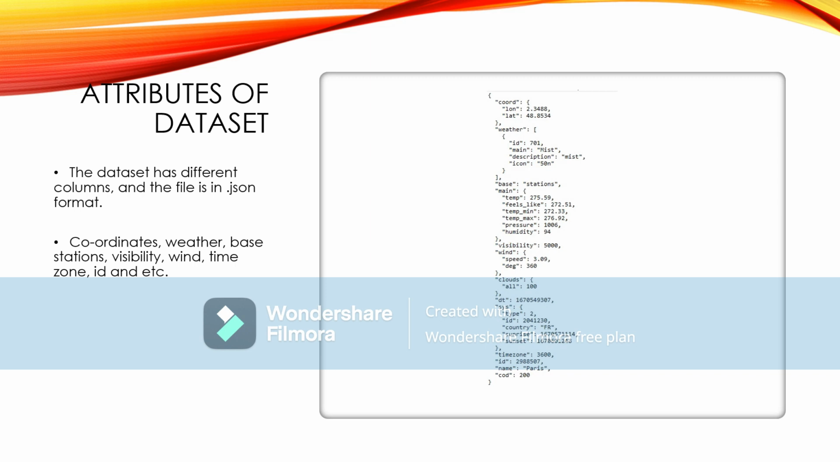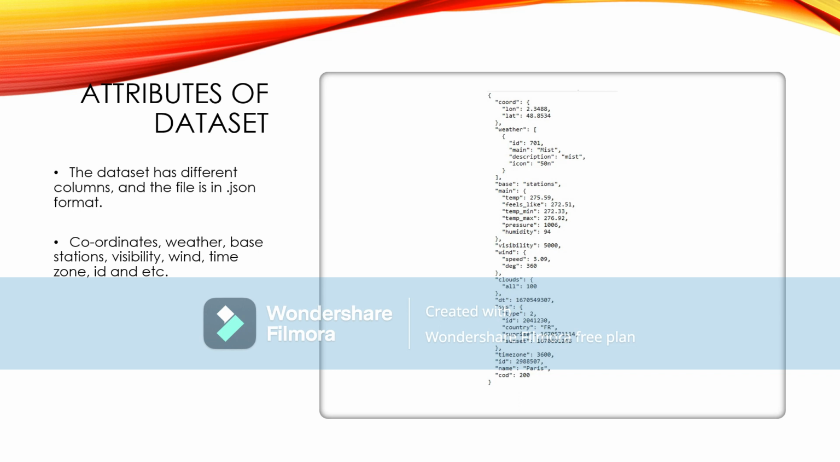Myself Amritpal Singh. In this project I am working as a business analyst. This slide is about attributes of the dataset. The dataset has different columns and the file is in JSON format. The columns are coordinates, weather, base, station, visibility, wind, time zone, ID, etc. In coordinates, there are longitude and latitude. In weather, there are ID, main, description, icon. In main, there are temperature, feels like, temperature minimum, temperature maximum, pressure, humidity. In wind, there are speed and degree. In clouds, there is all. In sys, there are type, ID, country, sunrise, sunset. In time zone there are ID, name, and COD.